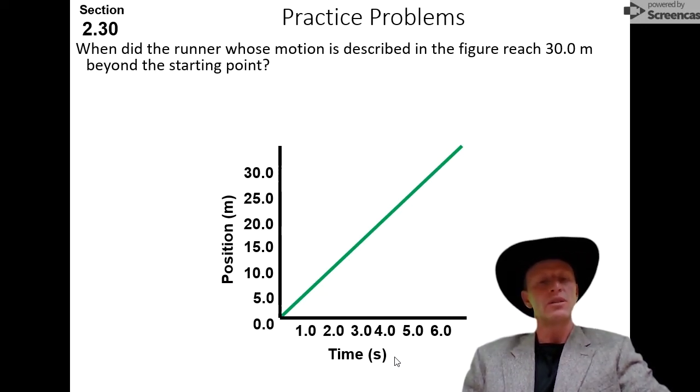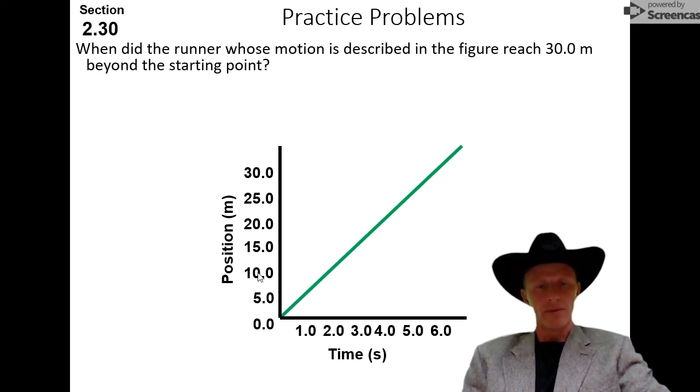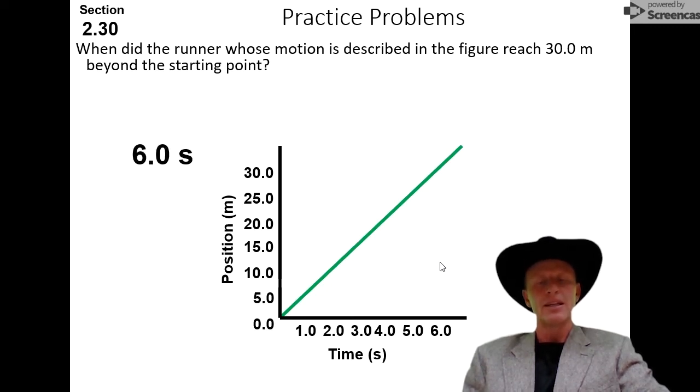Can you answer questions? Well, first question, I just flashed the answer to you. When did the runner, whose motion is described in the figure below, reach 30 meters beyond the starting point? Well, 30 meters beyond where you started collecting data would be right here. You go straight horizontal over to the line, and then you drop straight down to get that answer of 6 seconds.